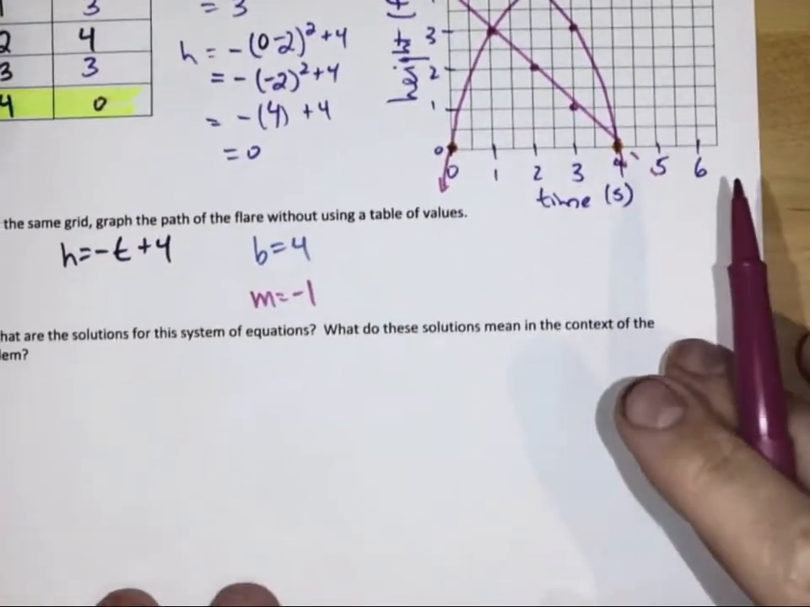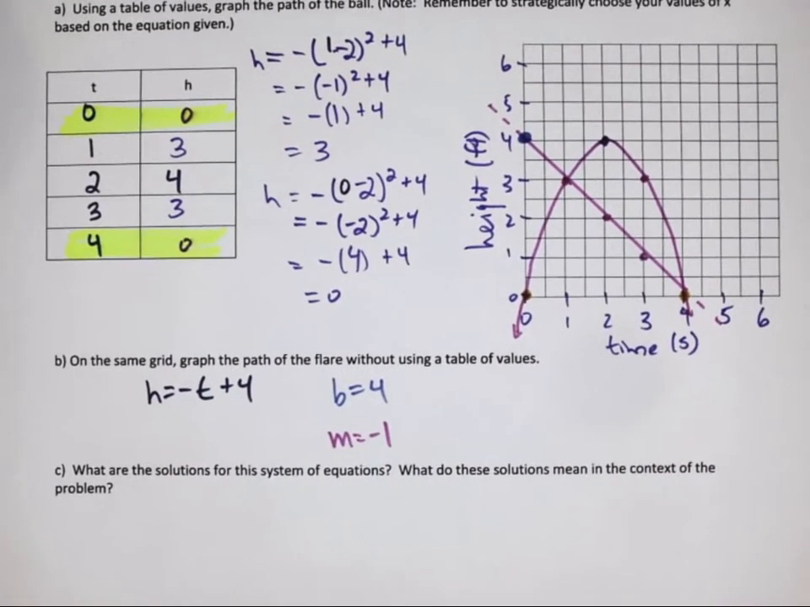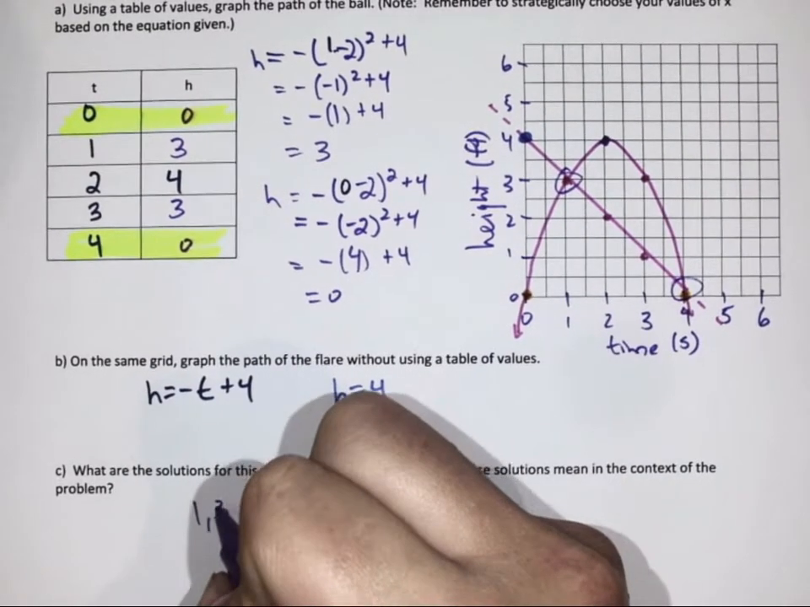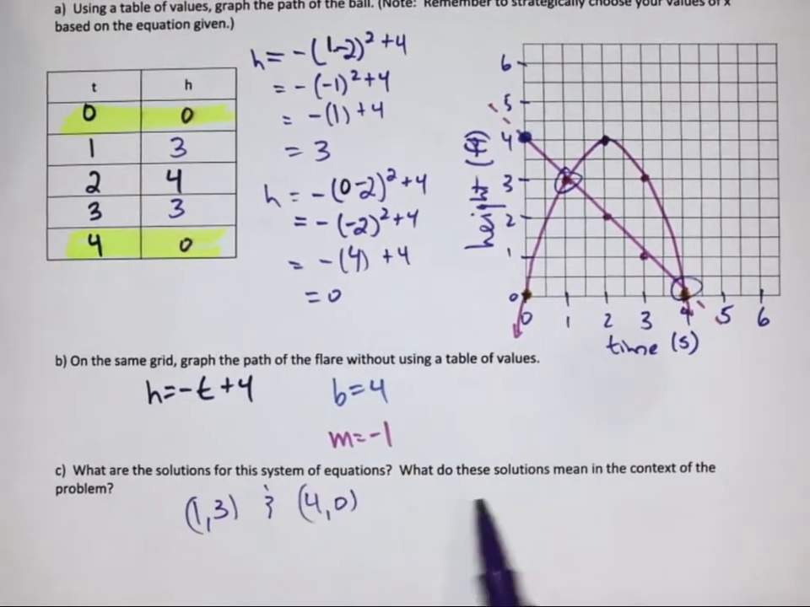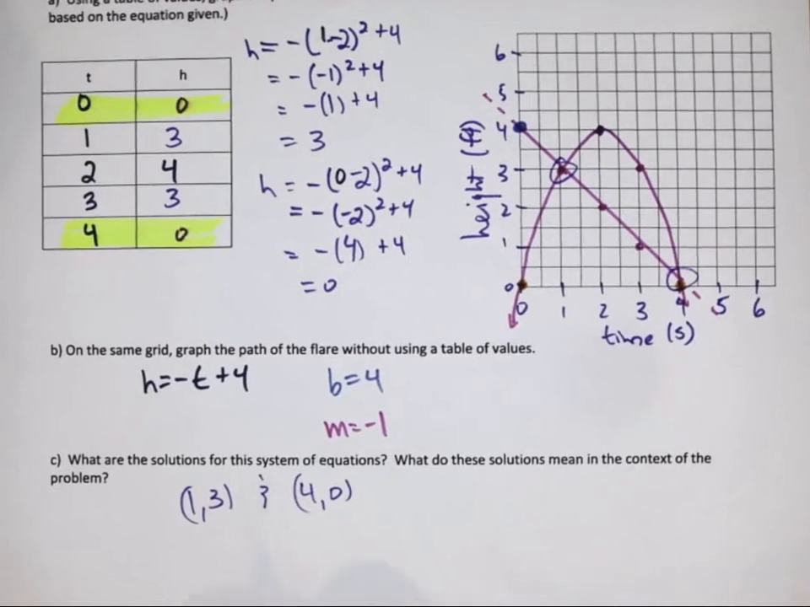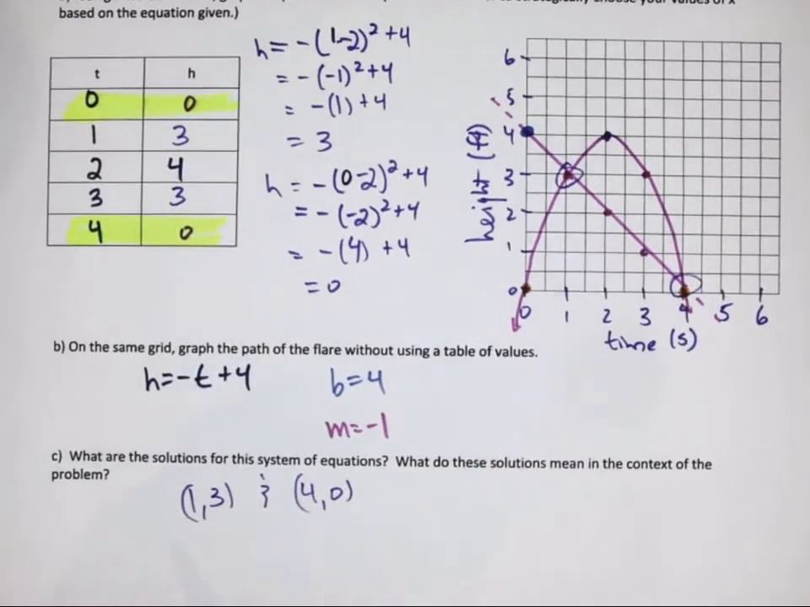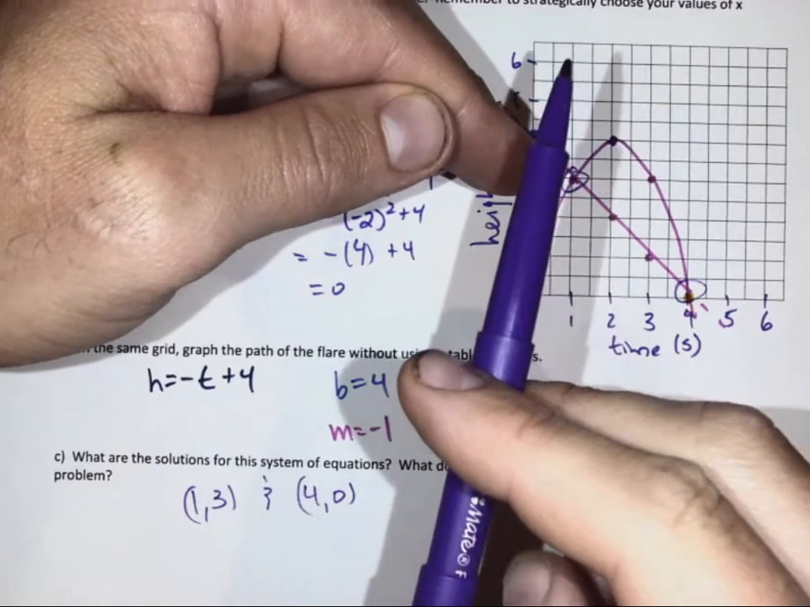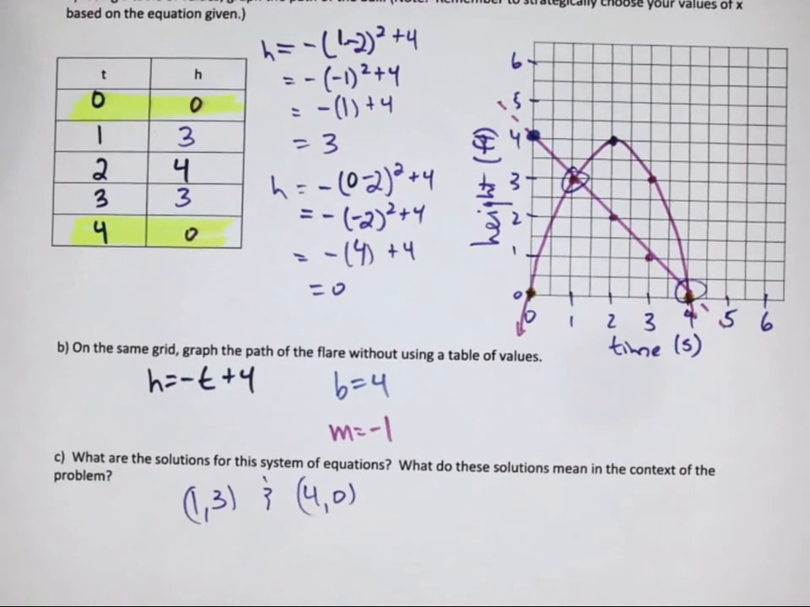Now what are the solutions? Meaning, what are my answers? Where do these two lines cross? And they actually cross in 2 spots. There's 1 and there's 2. So one solution is 1, 3, and the other solution is 4, 0. What do these solutions mean in context of the problem? Those are the points where the flare would hit the ball if they were lined up. So on the way up, the flare would hit the ball. If they were not straight at each other, the flare would come down, the ball would come down, and the flare would hit it. Okay, give those a try.